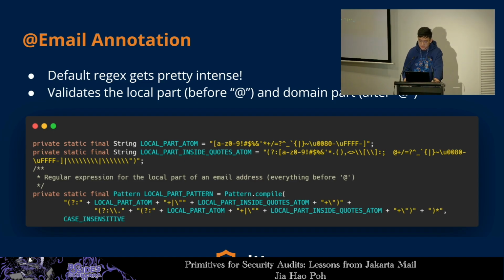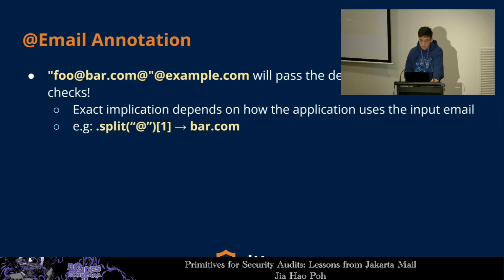The default regex is pretty intense, and it performs validations in two parts, before and after the @ symbol. I've played around with the regex to see what kind of strings could pass the validation, and managed to find one instance. The string you see here is one that will pass the regex checks. Simply wrap any bad characters in quotes before the @ symbol, and it will likely succeed. Its usefulness will depend on how the application you're looking at uses this email string. For example, if it does a naive split by the @ symbol and uses index 1 as the domain, then it may potentially lead to some issues.